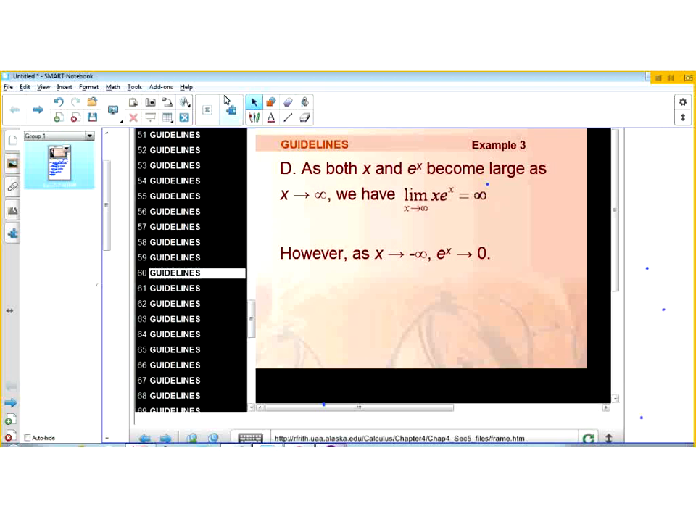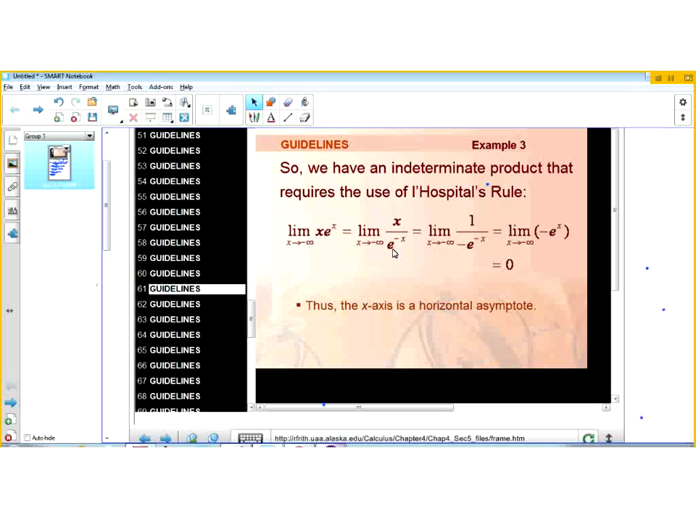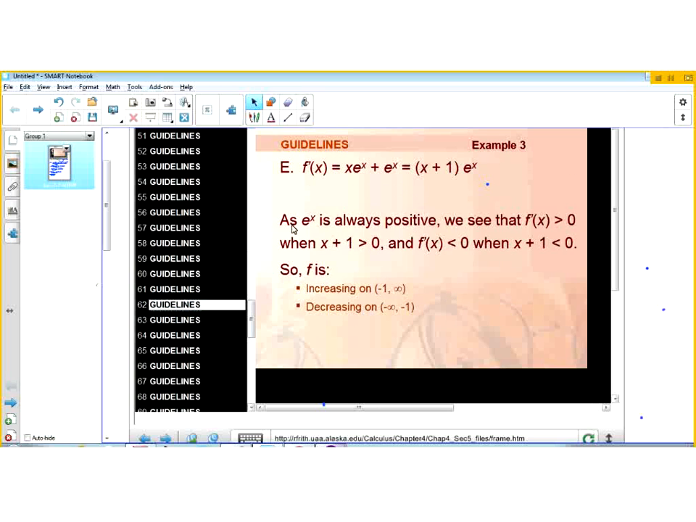As x approaches -infinity, we have an indeterminate form, infinity times 0. So probably on the next slide they'll use L'Hopital's rule. They convert the function to a rational function, take the derivative upstairs and downstairs, and they discover that the negative x-axis is a horizontal asymptote. Good, so the utility of L'Hopital's rule is coming into play.